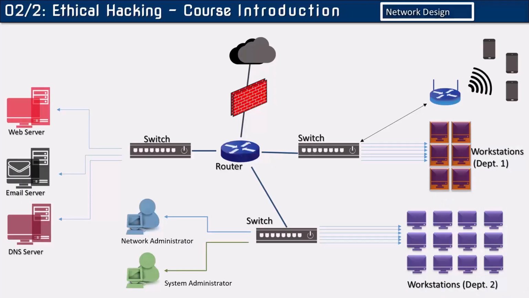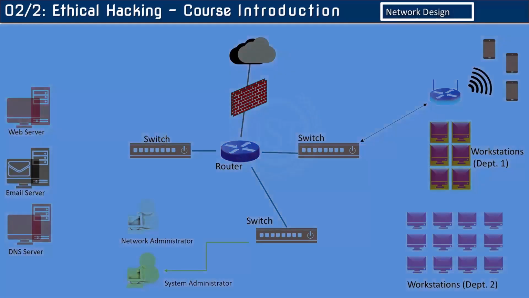slide. In this slide, you are looking at a network diagram of a small or medium-sized company, and the company has a few networking devices like a firewall, router, switches, and quite a few workstations of different departments like department number 1 and department number 2. A switch is connected to a network and system administrator, and another switch has some servers like web servers, email servers, and a DNS server. It has a Wi-Fi router, and a few mobile devices are connected wirelessly. So this is a typical network diagram of small or medium-sized companies.